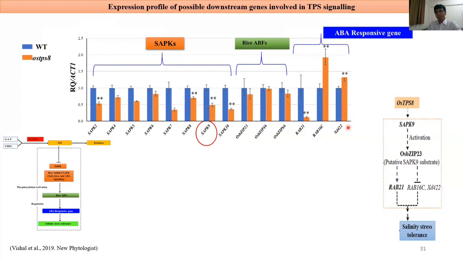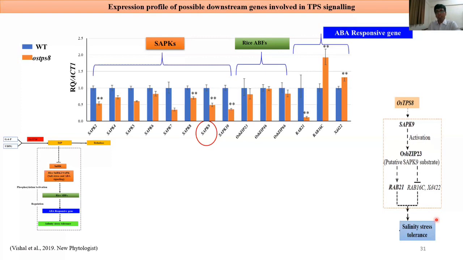So we come up with a model that OsTPS8 could alter the expression of SAPK9, which activates its substrate OsBZF23. And then these ABFs might regulate the expression of ABA responsive genes differently. It might activate or deactivate, and in turn it confers or regulates the salt stress tolerance.